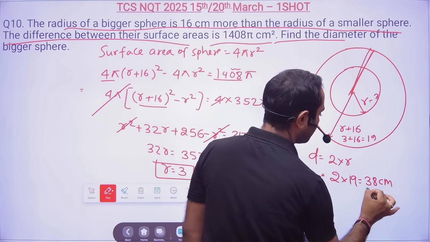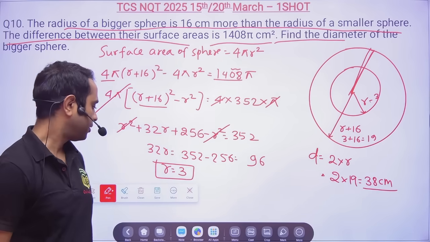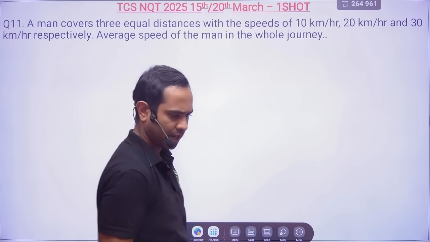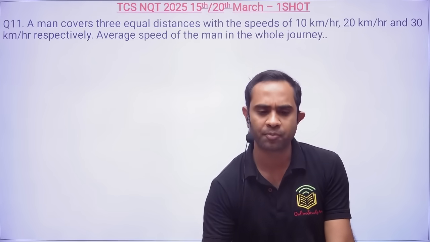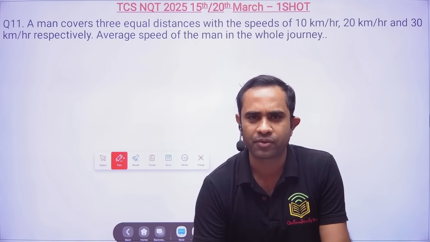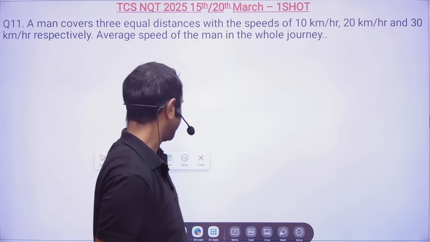So 38 centimeter will become the correct answer for this particular problem. That's all. Your problem is done. Correct? Good problems. Okay, so there are some problems which are good problems, but ultimately none of the problems are very tough. So you could have easily done it in the examination.